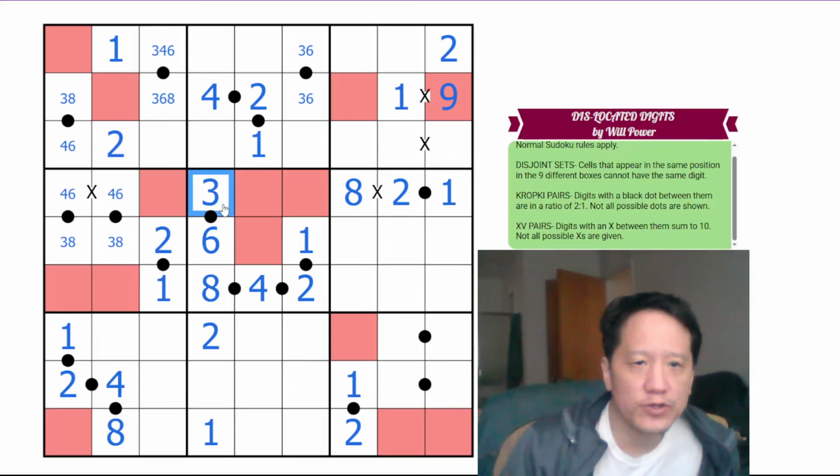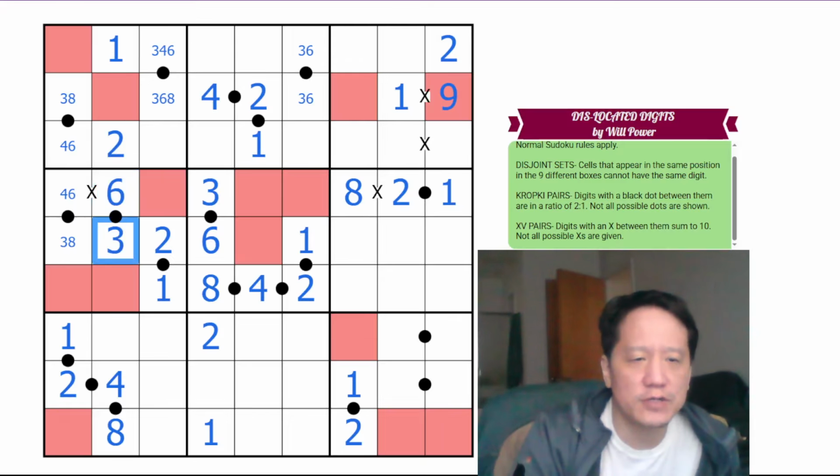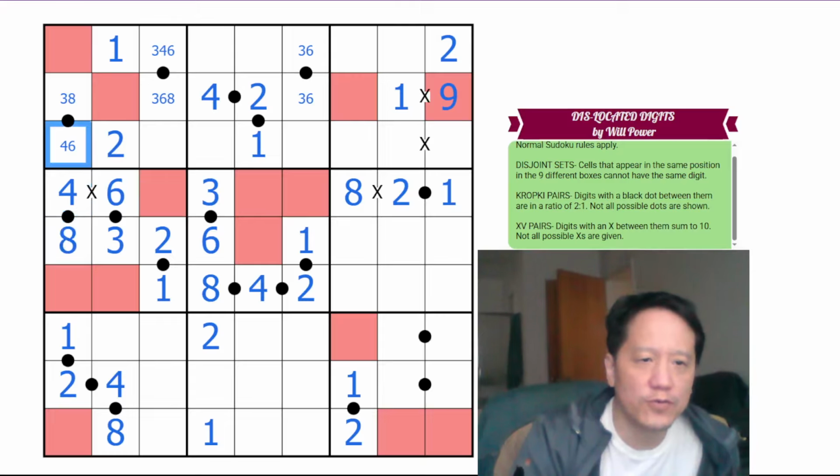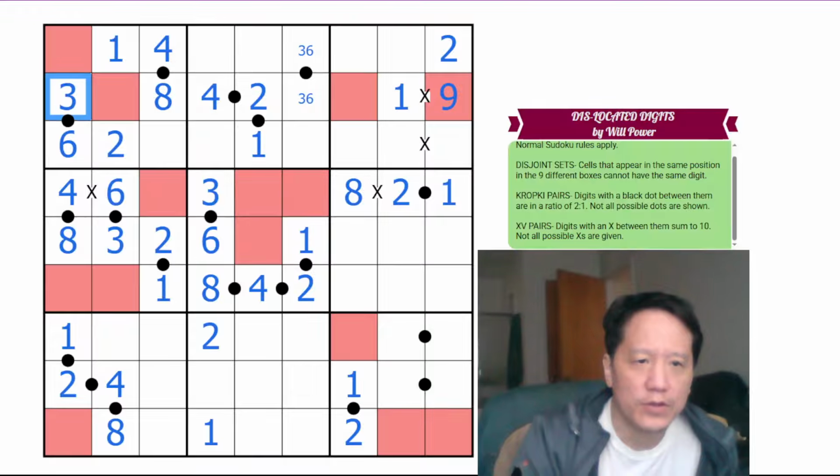3's. We don't have very many 3's. Okay, let's go to 4's. This 4 eliminates 4 here, so this is 6 and 3. Therefore, this can't be 6. This is 4 and 8. Therefore, this can't be 4 and 8. This is 6 and 3, which eliminates 6 and 3 here. So this is 8, and this is 4. 3 eliminates 3 here, so it's 6 and 3.